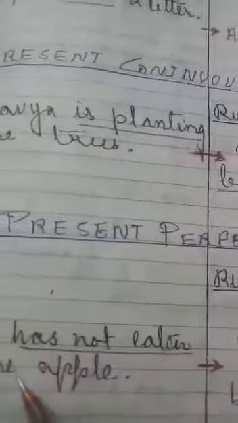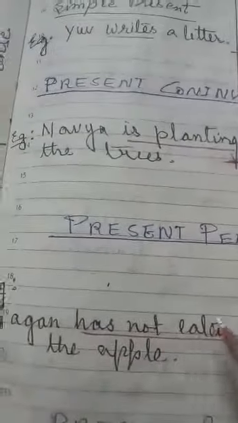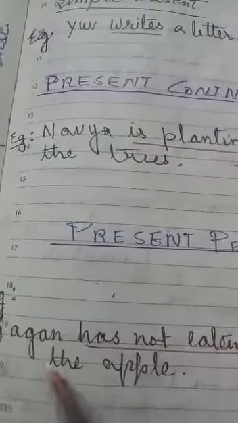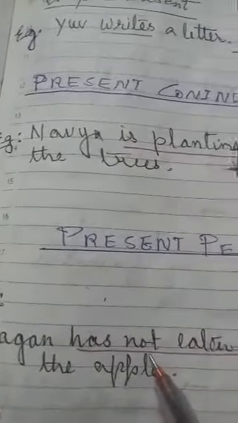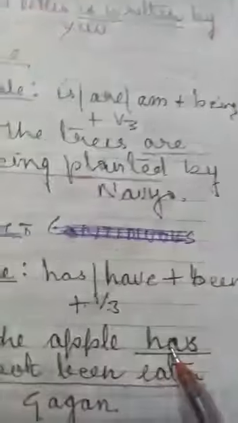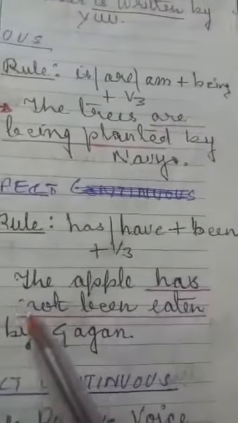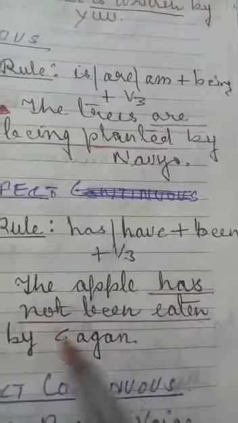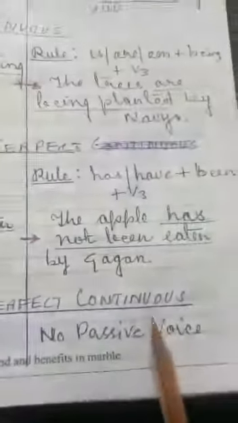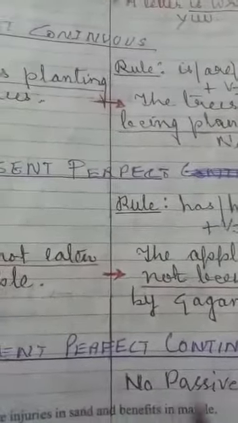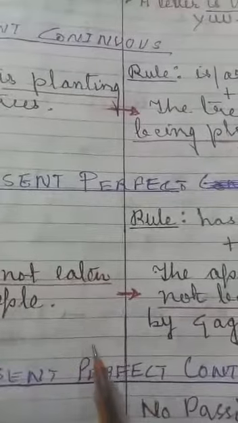Okay, so see, Gagan has not eaten the apple. The apple has not been eaten by Gagan. Okay. Now, children, the present perfect continuous. Here, simply we say no passive voice because here we have been, which is the passive form of be. But for the rare cases, I have already explained in the virtual classes.